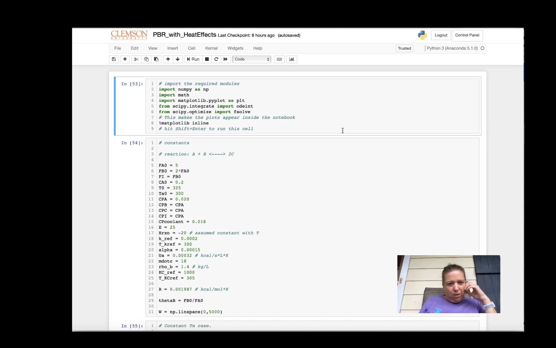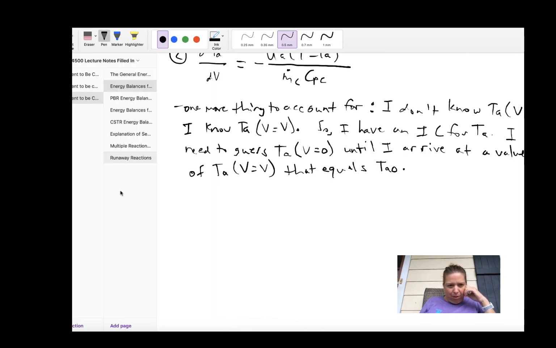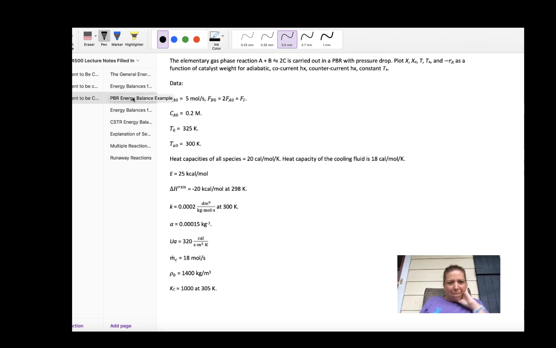Okay, so in this video, I will walk you through the Python script that's associated with a PBR with heat effects problem. So we're looking at energy balances in tubular reactors. And after deriving all the balances, there's an example problem here.